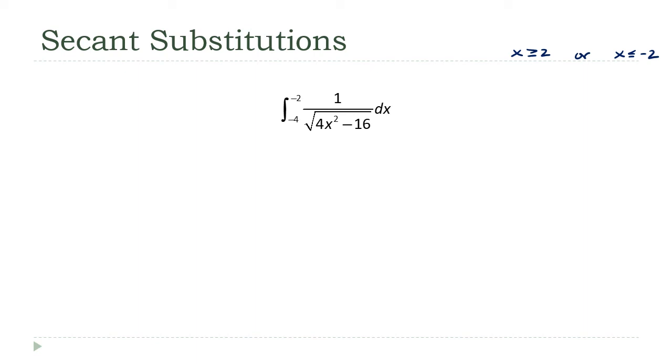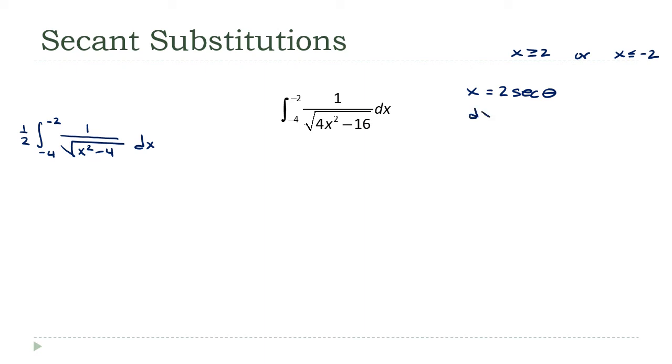Well, I would start by pulling out a 4. Make this the integral from negative 4 to negative 2. You pull 4 out of that denominator. Square root of 4 is 2. So that's 1/2 times 1 over the square root of x squared minus 4 dx. So my substitution is going to be x equals 2 secant theta.